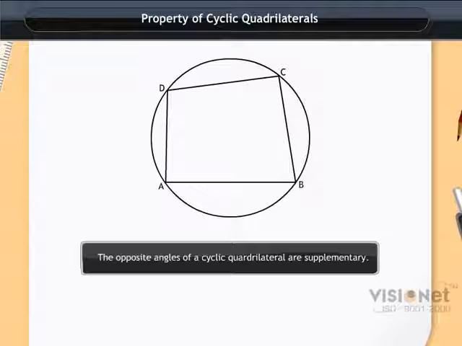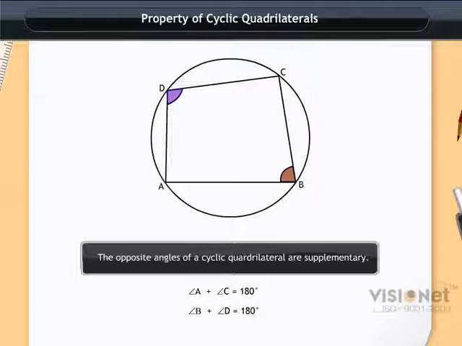Now to understand this property, look at the figure. Look at angle A and angle C. They are opposite angles, and according to the property, angle A and angle C are supplementary. So this means angle A plus angle C is equal to 180 degrees. Also angle B and angle D are opposite angles, and again according to the property, angle B plus angle D is also equal to 180 degrees.